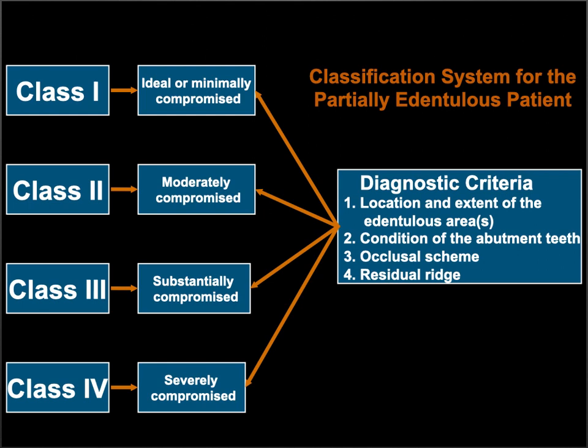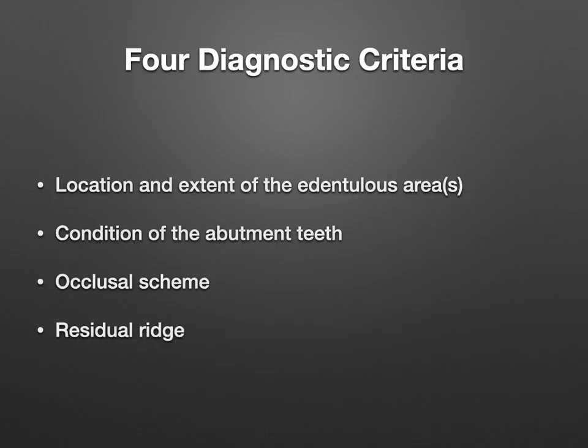And the diagnostic criteria are focused on 4 different fields. As you can see, one is the location and extent of the edentulous area. The second is the condition of the abutment tooth. We also need to refer to the occlusal scheme and the residual ridge. In the following slides, I will start to explain the details of each criterion.